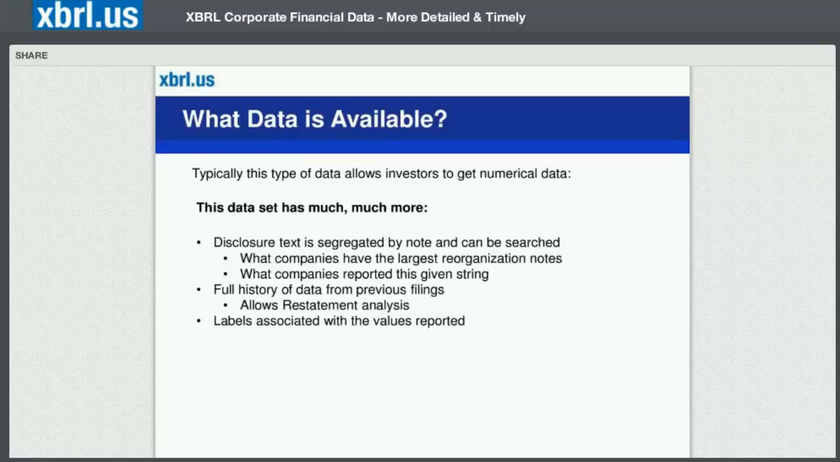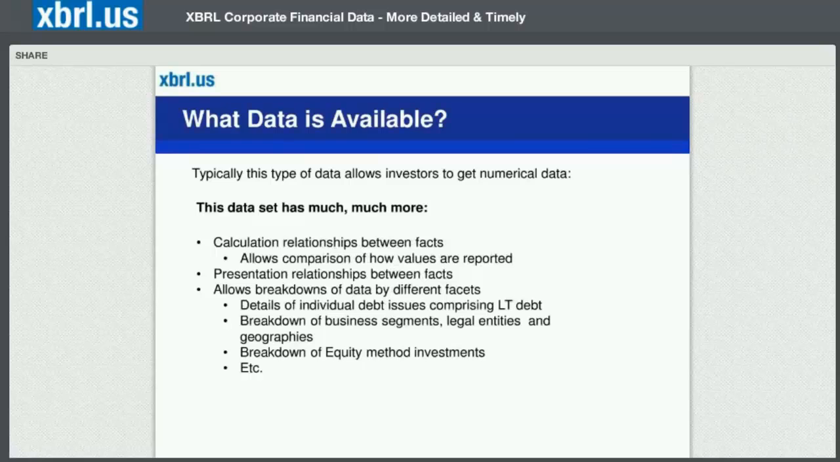Then obviously there's a full history of data of all the previous filings. This can be useful for doing restatement analysis. And I know Prana, who'll speak later, has done a little bit of work on this as well, and he might even show us what they're doing there. And then labels, all the labels associated with the values reported, so that's there too. That's available for string analysis too, if you wanted to do that.